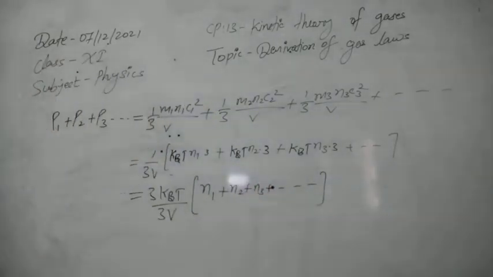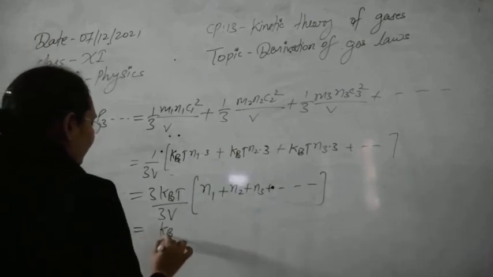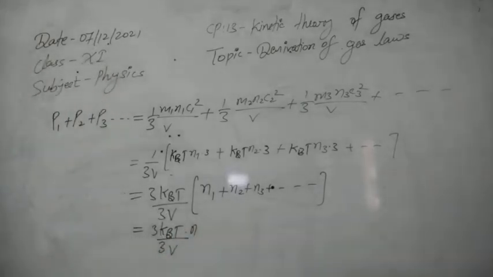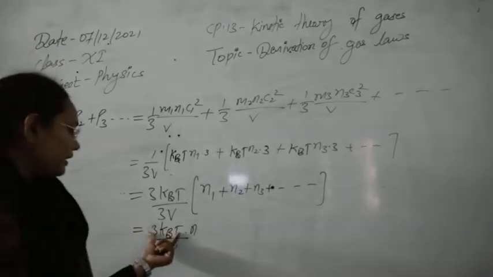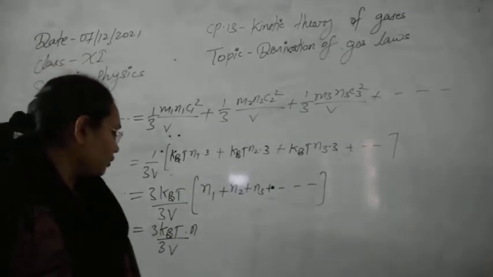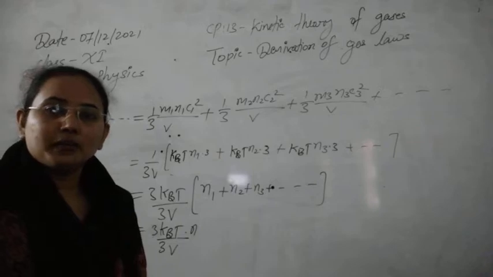Now this is the total number of molecules in the system, and suppose this total number of molecules is equal to small n. So we can write this whole equation as kBT upon 3B into small n. Now you can write this equation in a different form. This 3 kBT, or 3 by 2 kBT if you write it exactly, is the average kinetic energy of the mixture of the system.